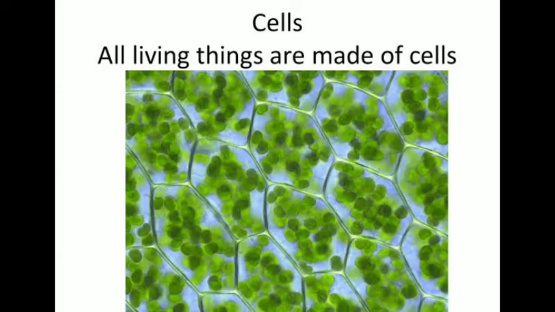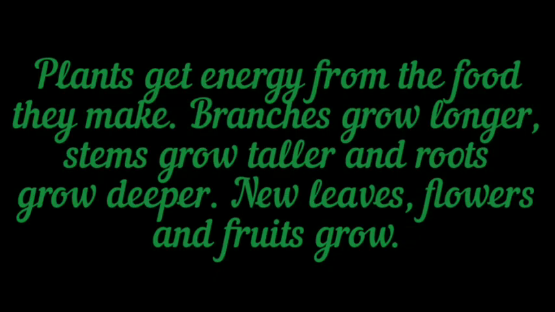All living things, whether plants or animals, are made up of cells. Cells are very tiny and can only be seen through a microscope. Children, like we get energy from the food we eat, plants also get energy from the food they make.